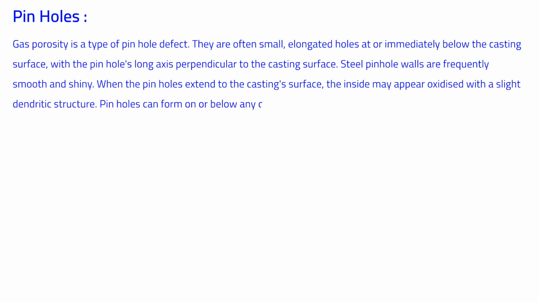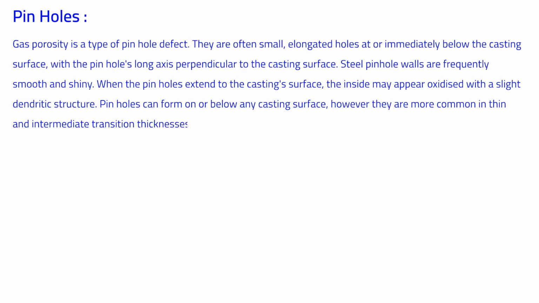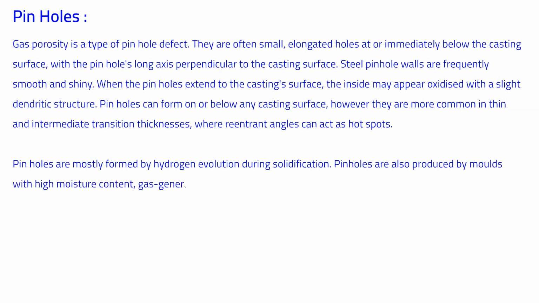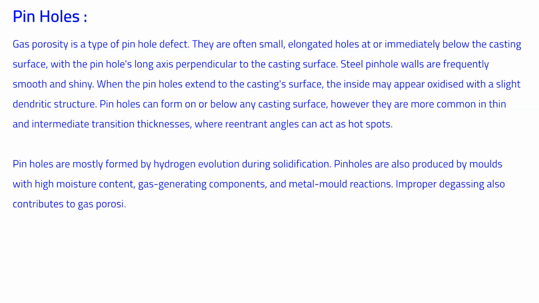Pinholes can form on or below any casting surface, however they are more common in thin and intermediate transition thicknesses, where reentrant angles can act as hot spots. Pinholes are mostly formed by hydrogen evolution during solidification. Pinholes are also produced by molds with high moisture content, gas-generating components, and metal mold reactions. Improper degassing also contributes to gas porosity.